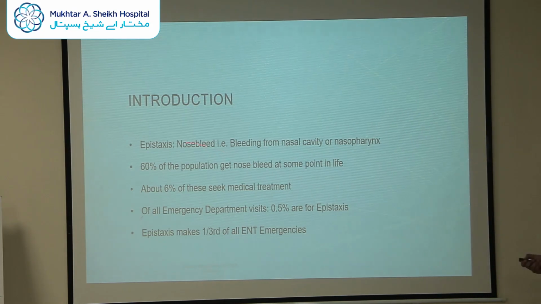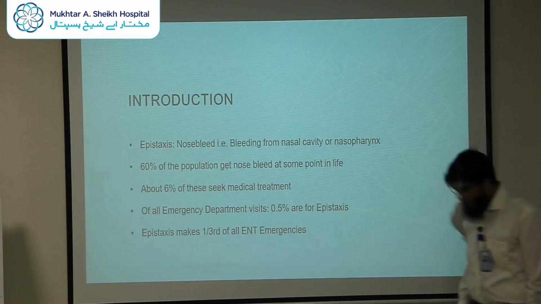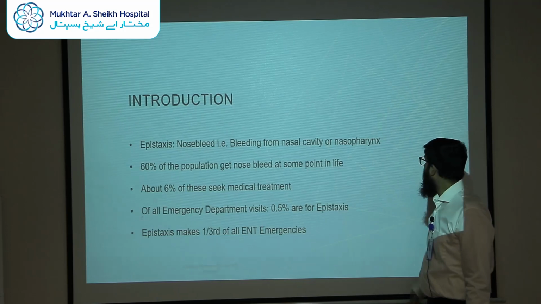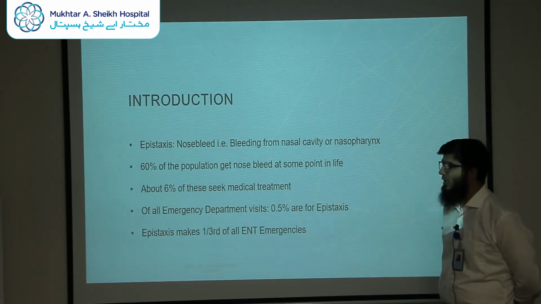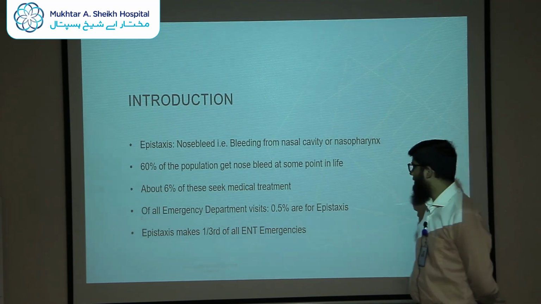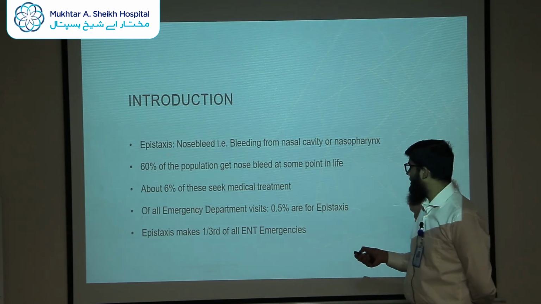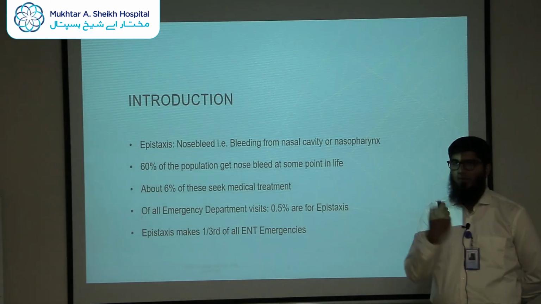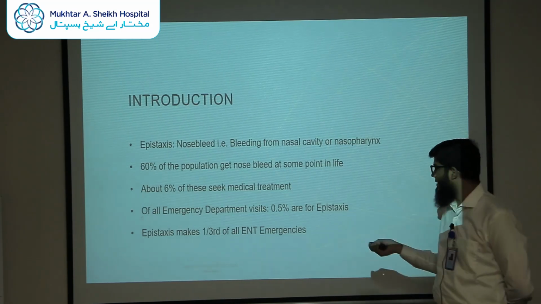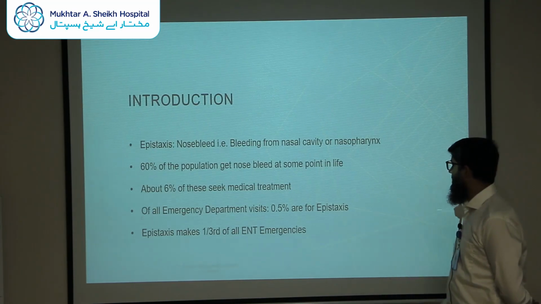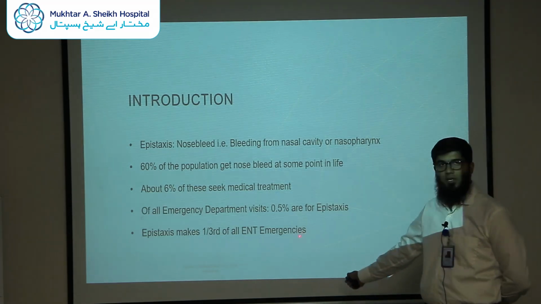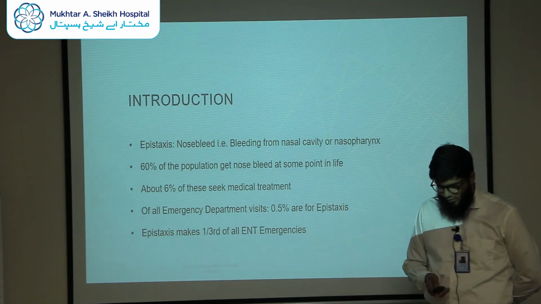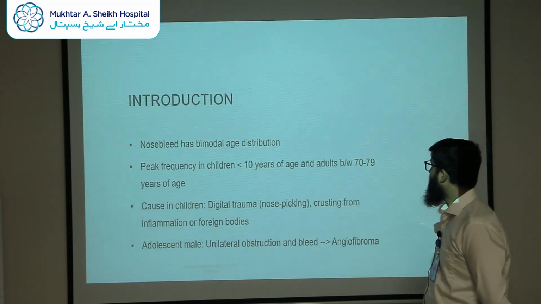Epistaxis, or commonly known as nosebleed, includes both bleeding from the nasal cavity, that is anterior bleed, and bleeding from the nasopharynx, that is posterior bleed. 60% of the population gets a nosebleed at some time in their life, but of all these, only 6% will seek medical advice. Only in 6% of these patients is it severe enough that the patient needs medical advice or his quality of life is affected. Of all the emergency department visits, only 0.5% are for epistaxis, but of all the ENT emergencies, 1/3 is epistaxis. So for us this is a very important topic.